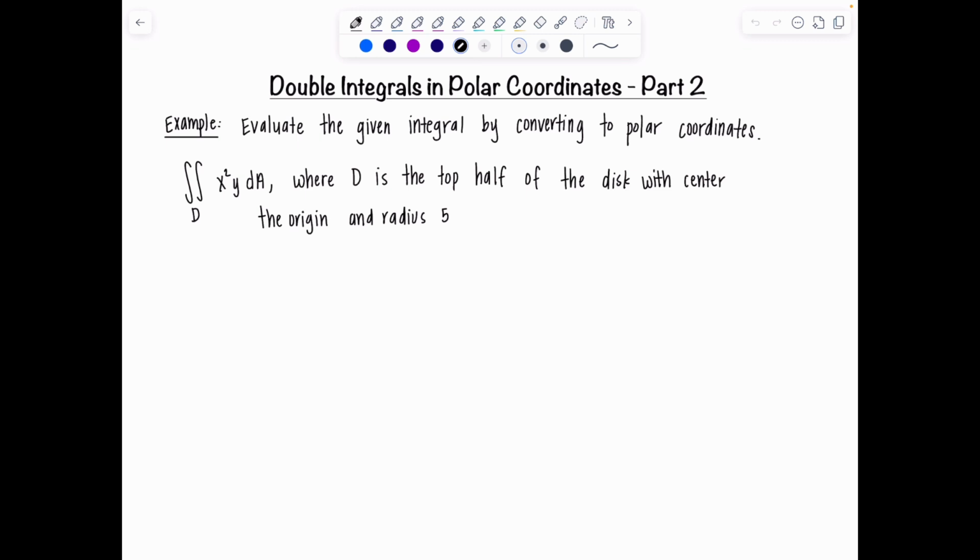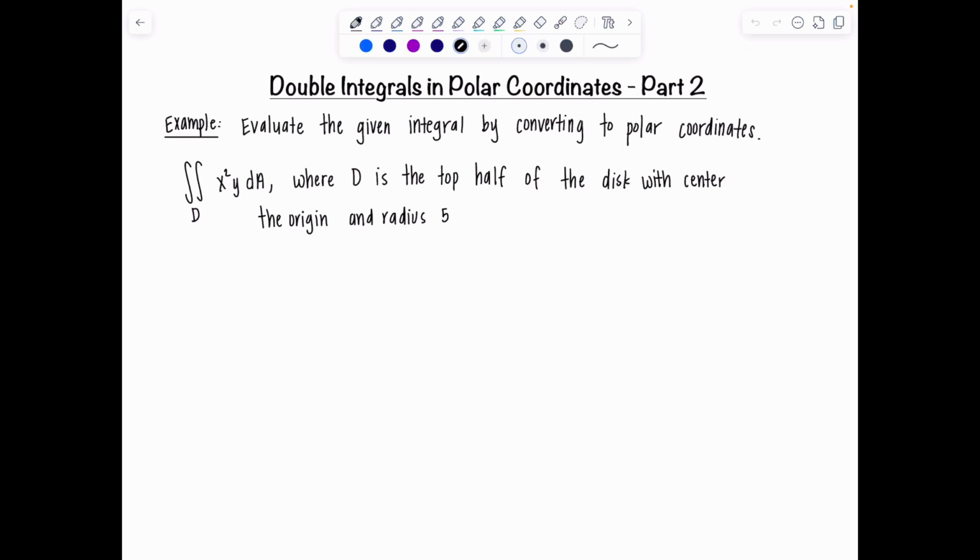Especially when you're first starting these, you have to graph the two-dimensional region, the base region that you're going to be integrating in the XY plane. That's how you set these up. So here we go. Evaluate the integral by converting to polar coordinates. So we have the double integral over some region D, x squared y dA, and we know dA is going to be polar, where D is the top half of the disk with center at the origin and radius 5.